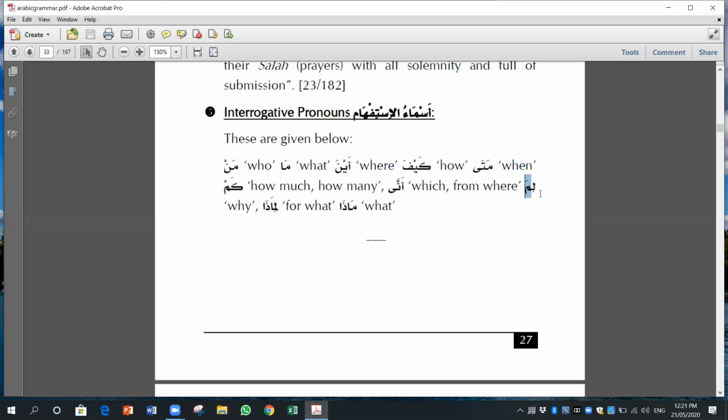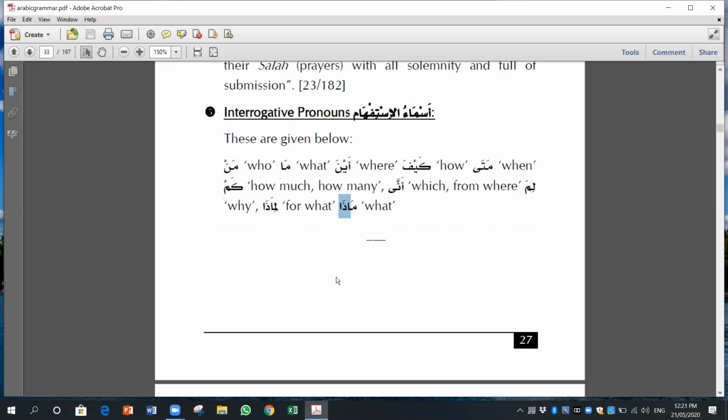Lima, why? Limada, for what? Again it is also why. And limaza, yani why did you do this? For what you have done this. And maza means what, and limada is for what. So li means for, you can understand.